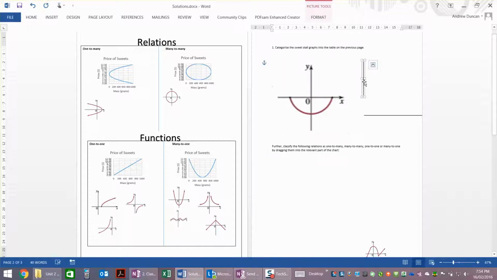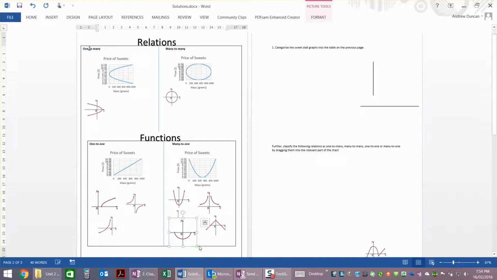Almost there. Vertical line test looks good. Horizontal line test also looks good. Okay, so this is the equation of this circle, but it's only taking half. Sorry, did I say horizontal line test looked good? That looks horrible. That fails the horizontal line test. Okay, so this one is a function, but it's one of those many-to-one functions.